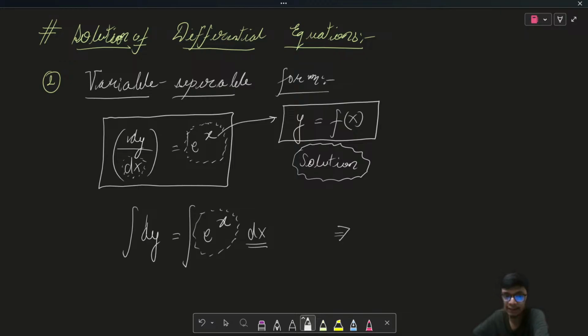If I perform this integration, the left hand side will give me y, and the right hand side will give me e to the power x, because we know that the integration of e to the power x is also equal to e to the power x. But I will also have one more constant over here, right?